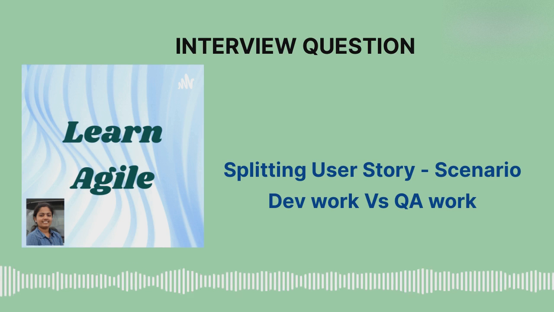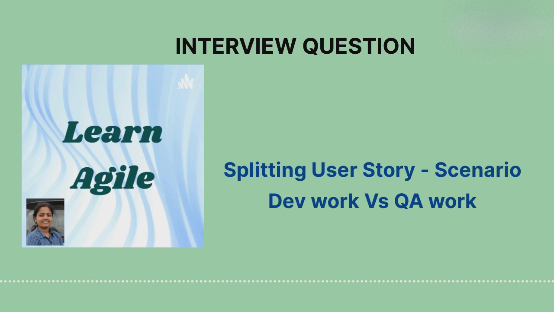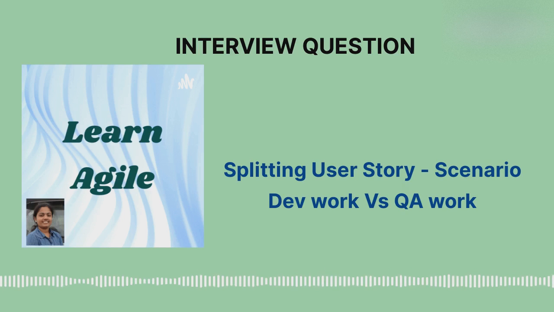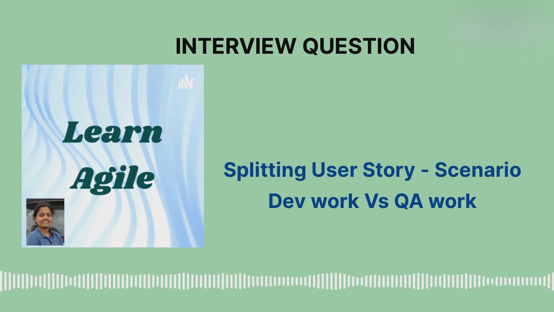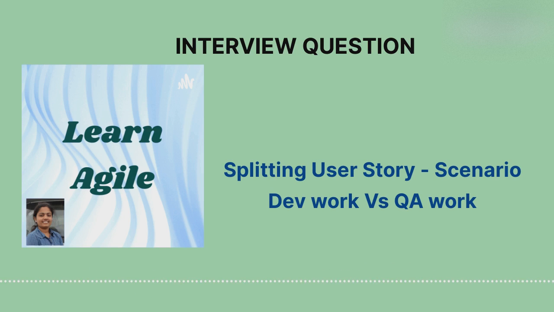Managing this situation is very simple. Now we understand the problem statement. Our development effort or work is very minimal when compared to the testing work. We cannot club this into one single story because this story cannot be estimated. It may go beyond 21 story points also because it has too many things to test, but development-wise it is very simple. Now, how do we split this user story?